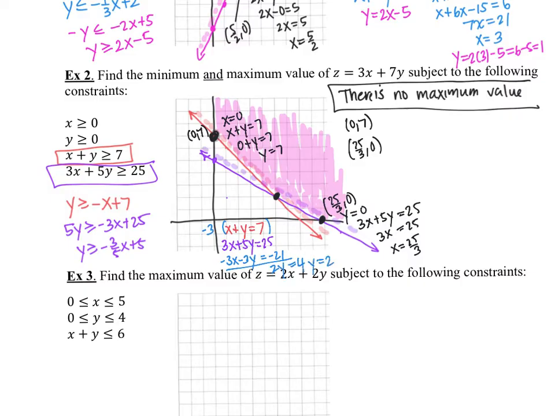Okay, so I got y equals 2, and then I am going to plug it into x plus y equals 7. So x plus 2 equals 7, x equals 5. I should have left more space. So 5, 2, which does look realistic on my graph.